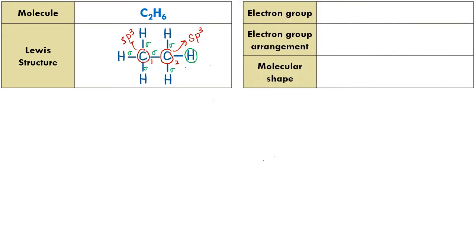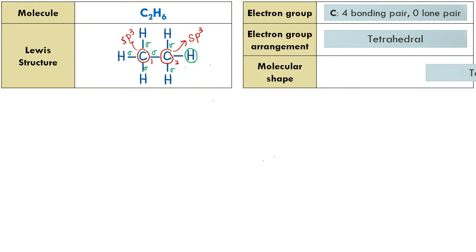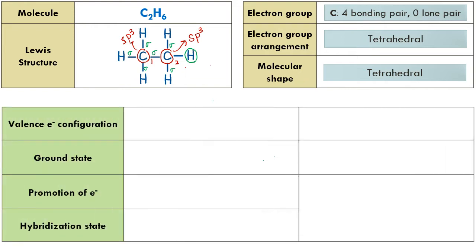Jadi tadi kita dah tentukan electron group arrangement untuk carbon. Carbon ada 4 bonding pair, 0 lone pair. So it's a tetrahedral group. So molecular shape nanti yang kita akan lukis adalah molecular shape of tetrahedral. So now let's do the hybridization for the central atom. So kita akan lukis dekat sini.